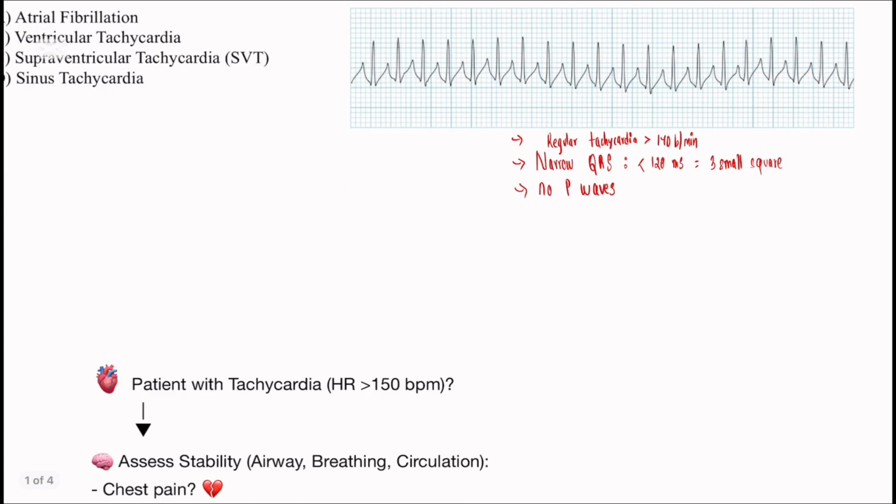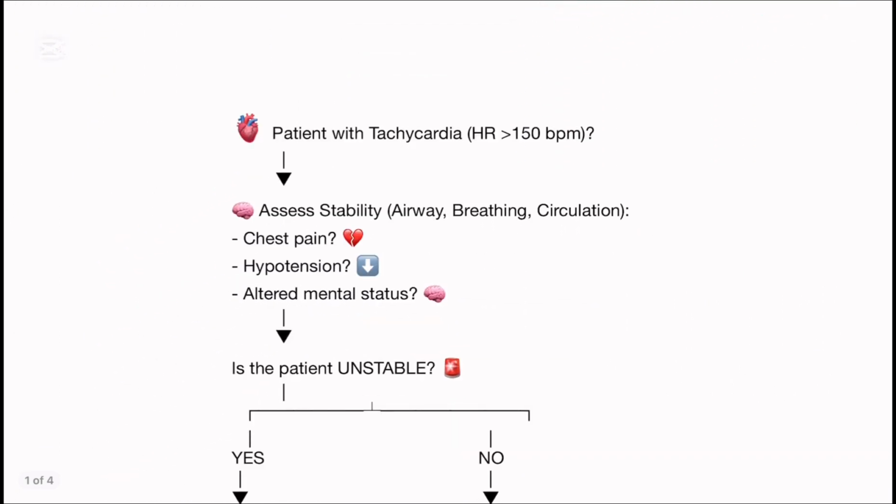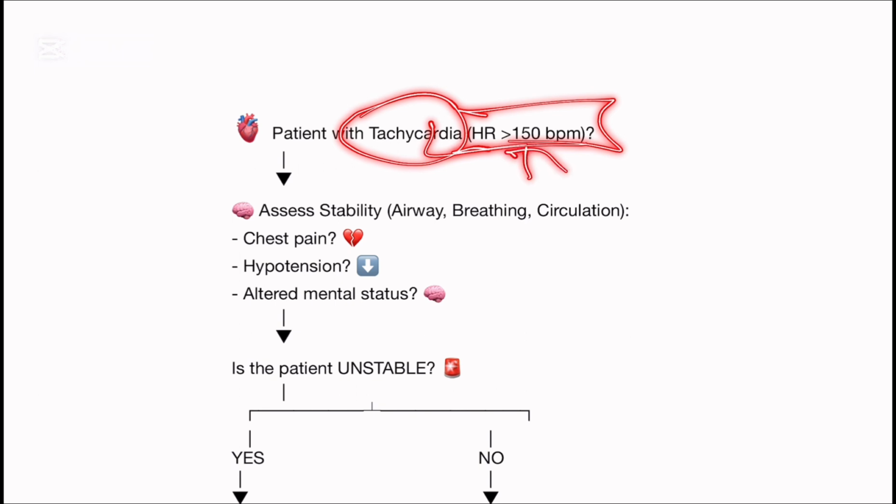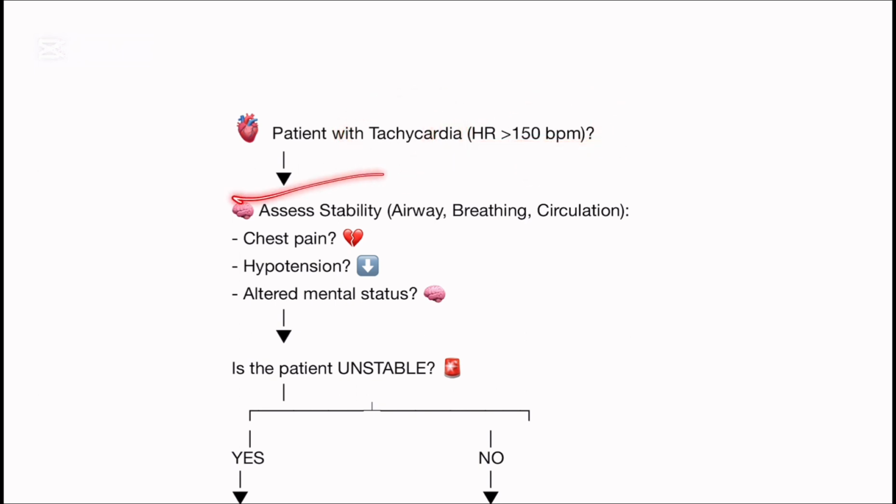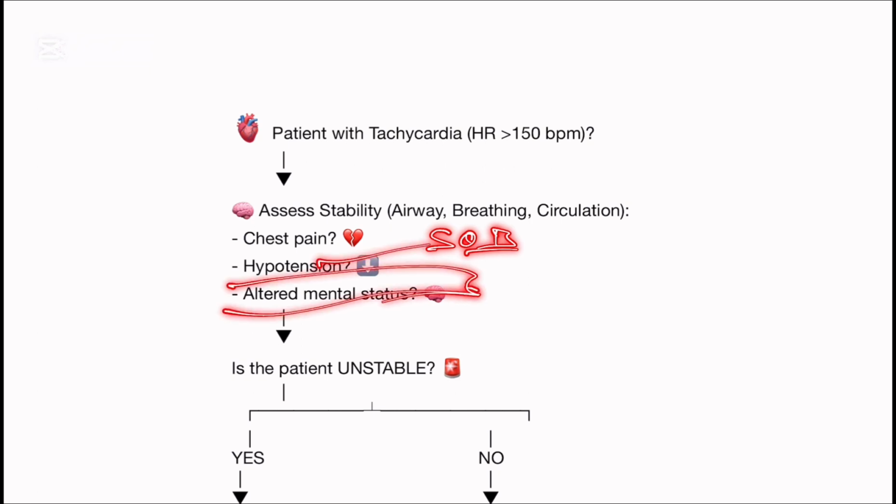Now let's discuss how this is managed. Suppose patients come with tachycardia in the emergency department, heart rate more than 150. We should assess the stability, we should check the airway, breathing and circulation. The patient might have complaints like chest pain, shortness of breath, hypotension, or altered mental status.